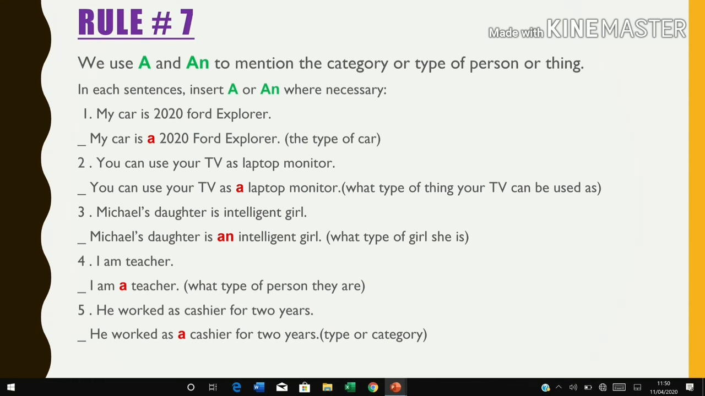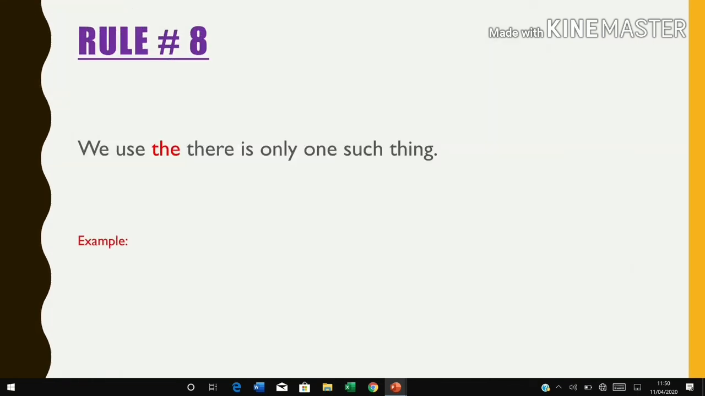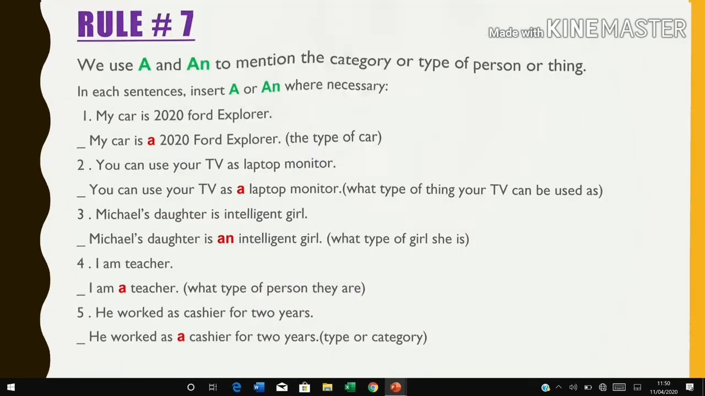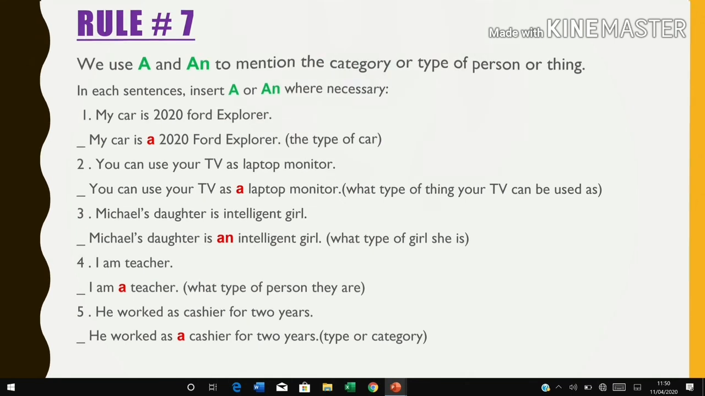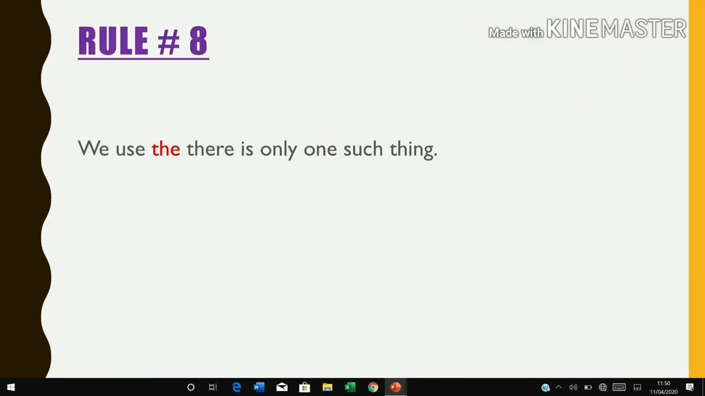Let's move on to the next rule. Okay? Rule number three, we use the. Our third element of the articles is for things of which there is only one. For example, the sun is one such thing. The Great Wall of China, all those things.